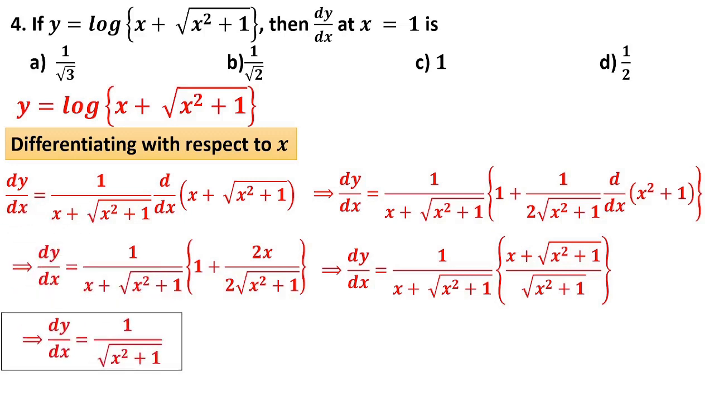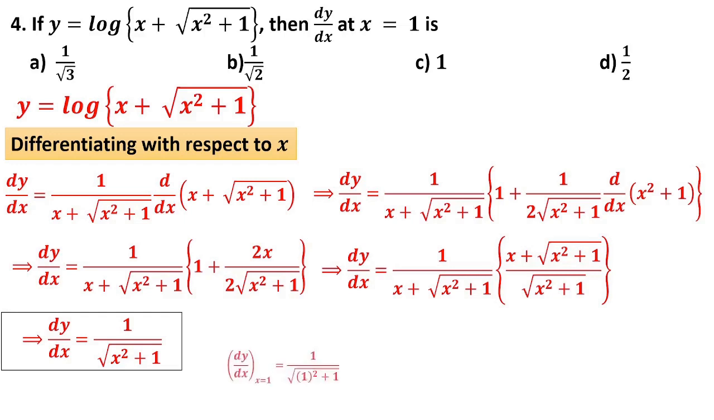When you take the LCM, it will get cancelled and you get 1 upon root x square plus 1. Please be careful. This question is coming in higher order derivatives also. There is a question where log of x plus root x square plus 1, whole power m. Therefore, please try to understand how to do the differentiation.